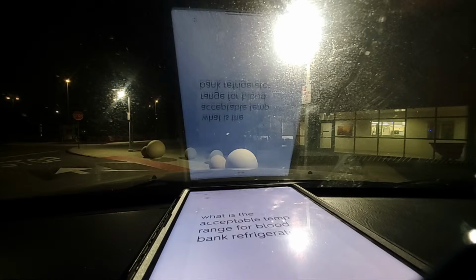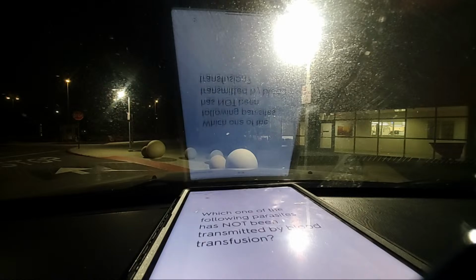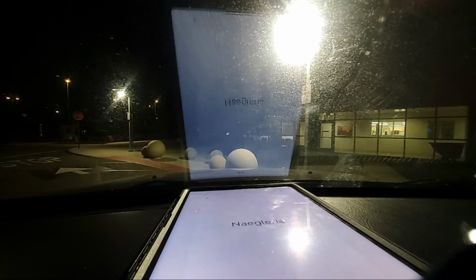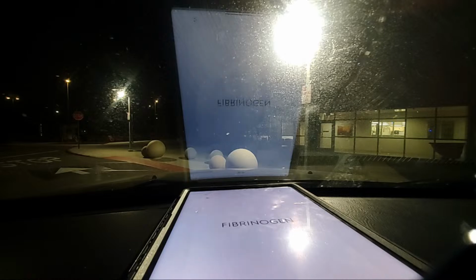What is the acceptable temperature range for a blood bank refrigerator? 1C to 6C. Which one of the following parasites has not been transmitted by blood transfusion? Naegleria. An increase in the erythrocyte sedimentation rate can be the result of an increase in the quantity of which one of the following? Fibrinogen. Shelf life of platelet concentrates. 5 days at 20C to 24C with constant agitation.